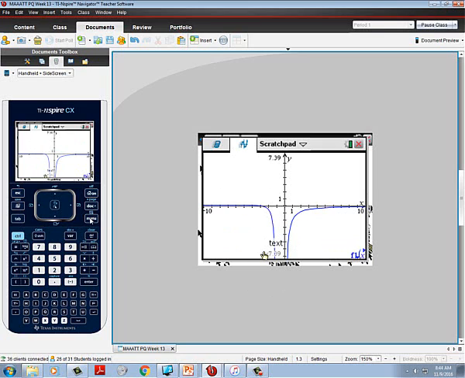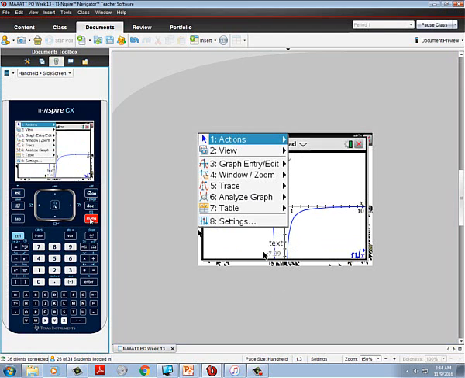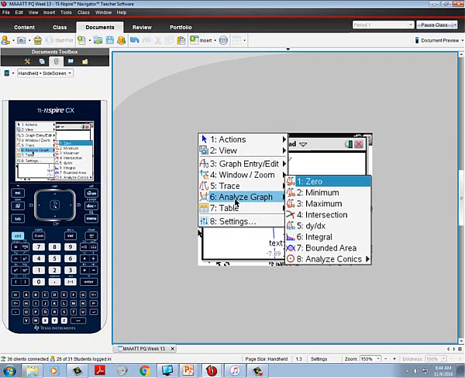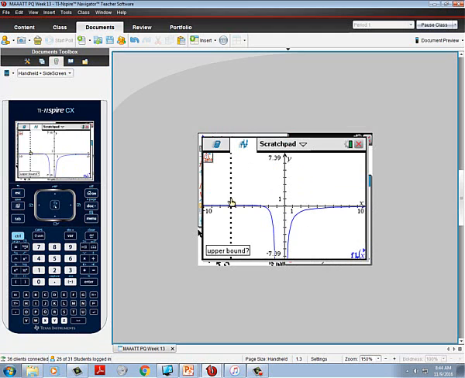All right, so let's go here. We go to menu. Do you guys remember how to find zeros? Yeah. What do we have to push? Analyze graph and then 0. And then we're going to go to the left of it and to the right of it, and there's our 0 pop up. I don't think there's a 0 on this side over here.